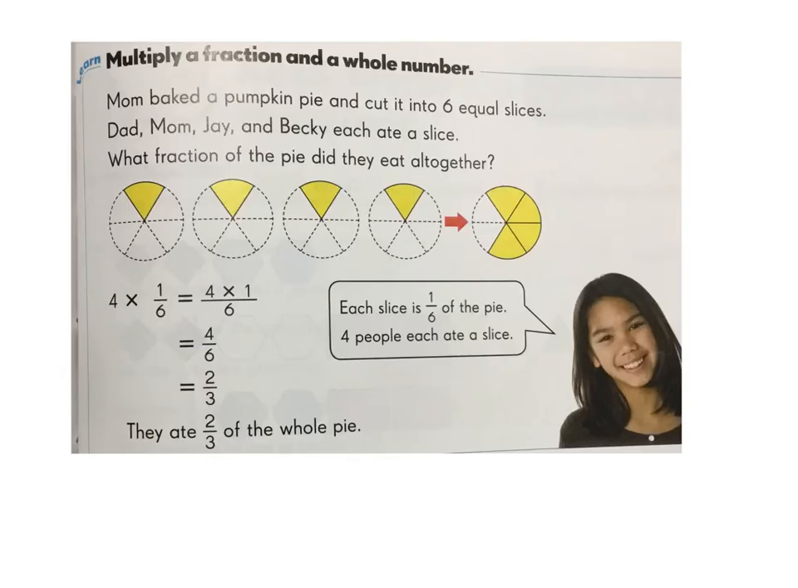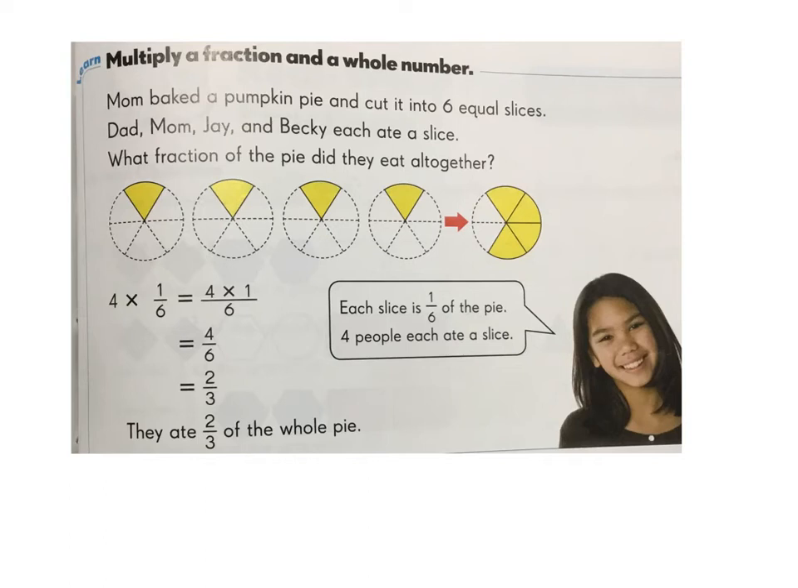Okay, so now we're going to work on multiplying a fraction by a whole number. Here's the example problem. Mom baked a pumpkin pie and cut it into 6 equal slices. Dad, Mom, Jay, and Becky each ate a slice. What fraction of the pie did they eat altogether? Well, they each ate 1/6 of the pie. So 4 people each ate a slice. So if you think about it, it's 1/6 plus 1/6 plus 1/6 plus 1/6, which would be 4/6.